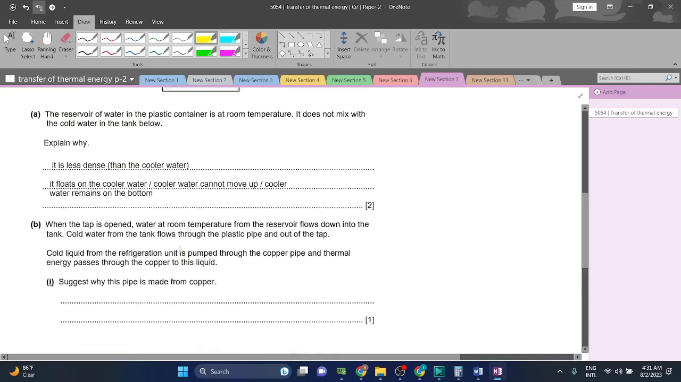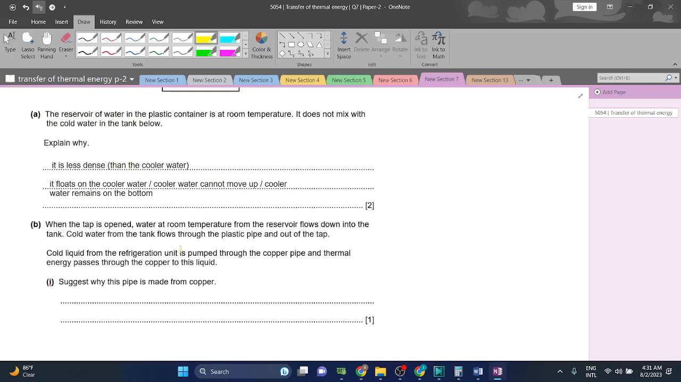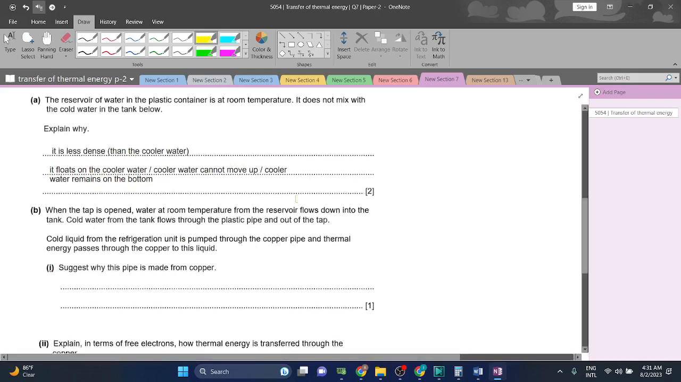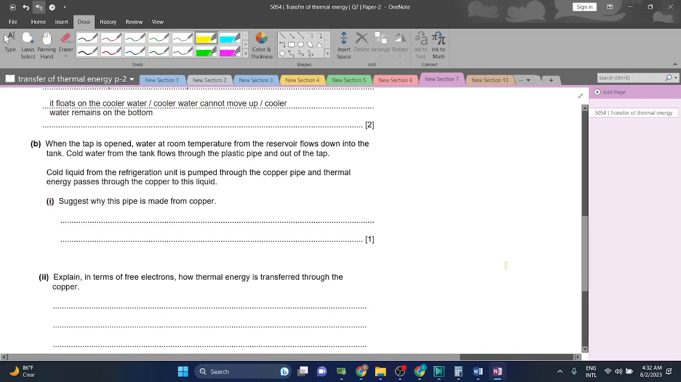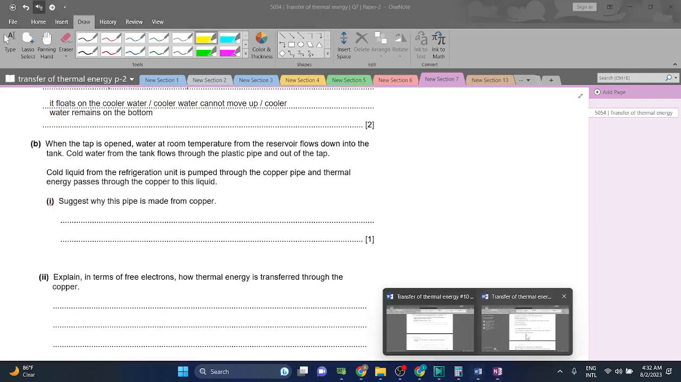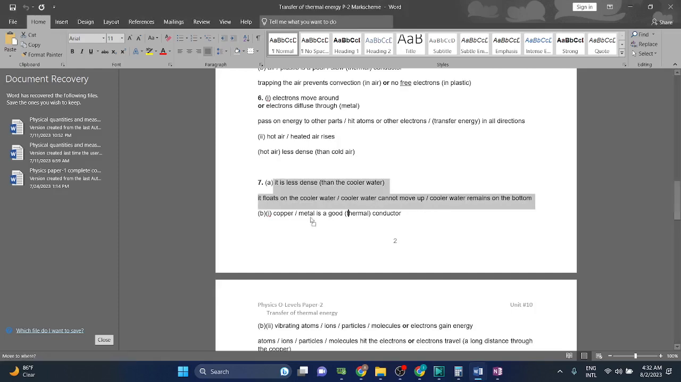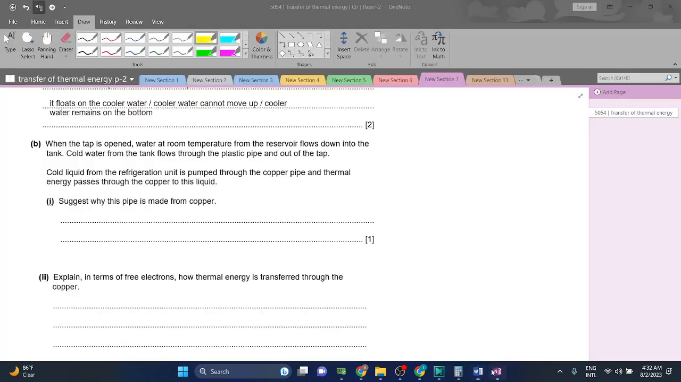Cold liquid from the refrigeration unit is pumped through the copper pipe and thermal energy passes through the copper to this liquid. Suggest why the pipe is made from copper. Because copper is a very highly conductive material. Copper is a good thermal conductor. So yeah, easy.